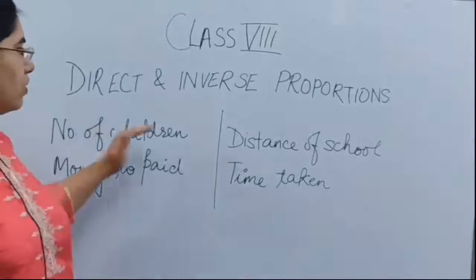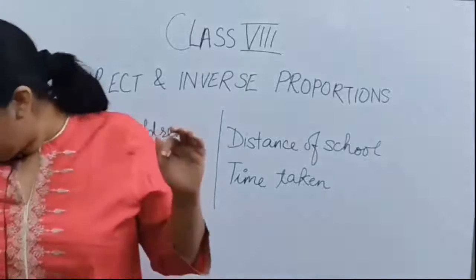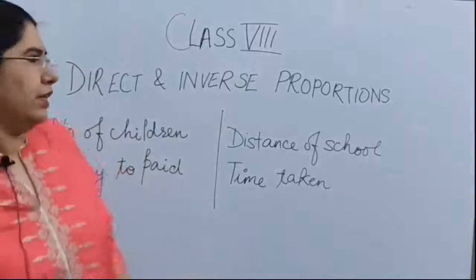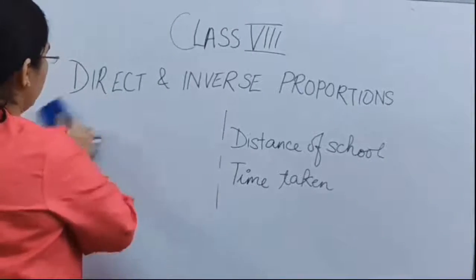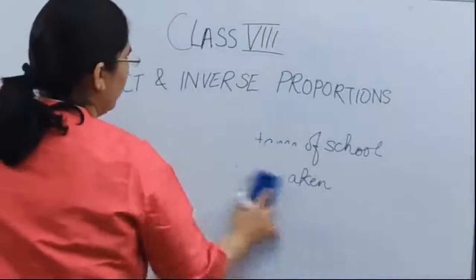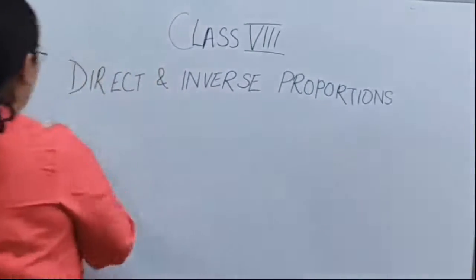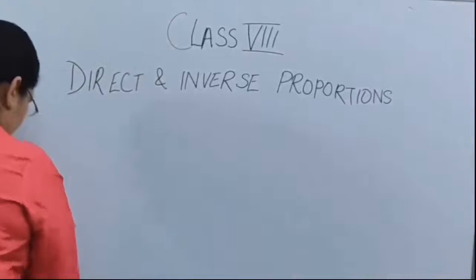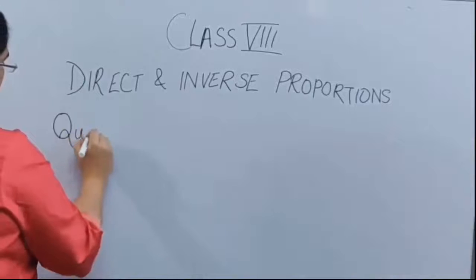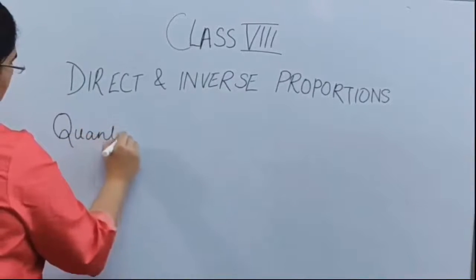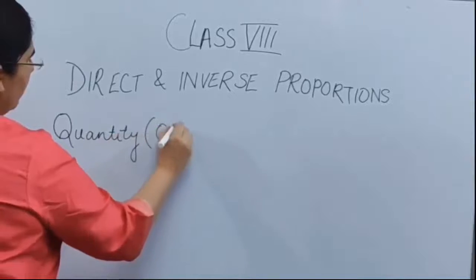Now, let us try to quantify this. Let us understand that if there are two quantities Q1 and Q2, when is the relationship said to be in direct proportion? Suppose we say that there is quantity Q1 and there is quantity Q2.